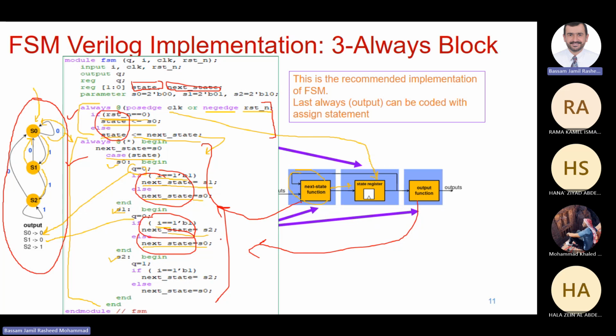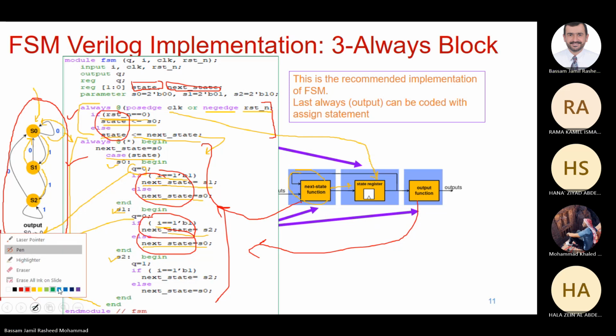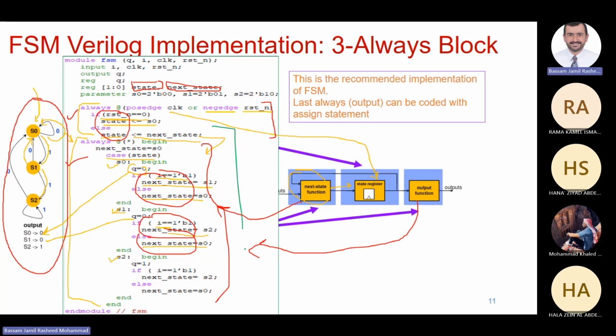The other important thing to remember is that this is a combinational block, and this is a sequential block. What does it mean? Watch this assignment. Sequential blocks use non-blocking assignments, and combinational blocks use blocking assignments. This is one thing to remember. This concludes the implementation of a state machine in Verilog.